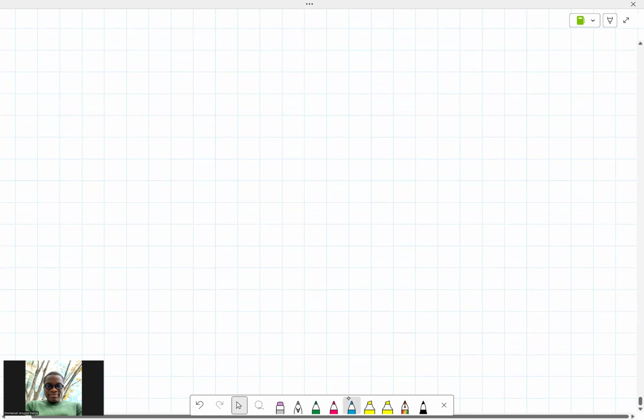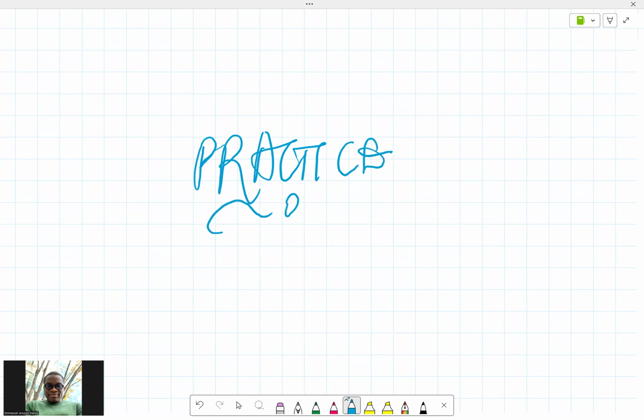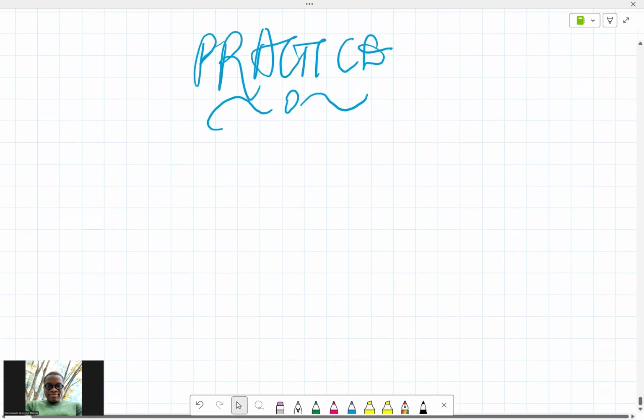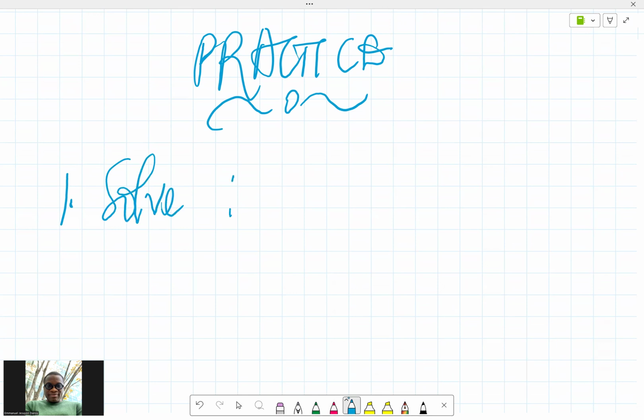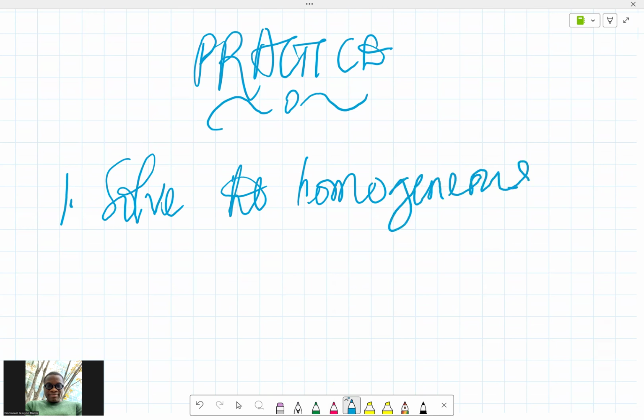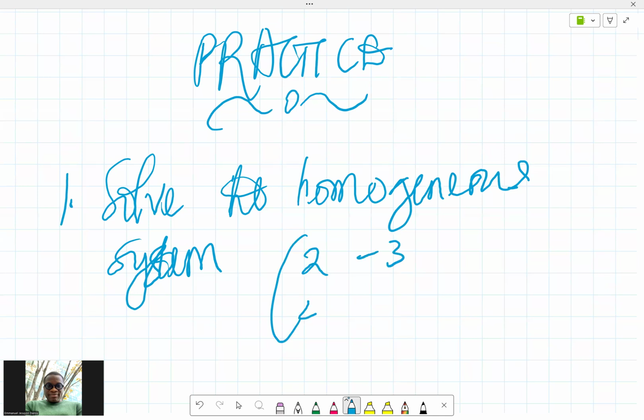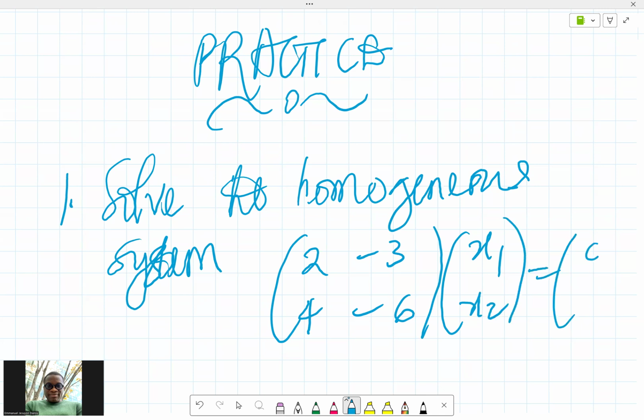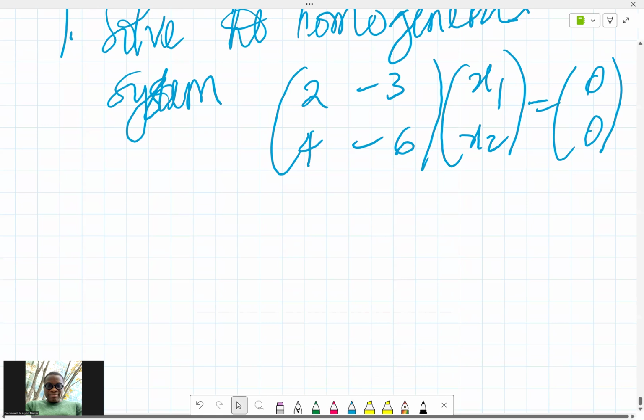So as a parting gift, we want to practice the following. Let's practice with some of this. One, solve the homogeneous system 2, minus 3, 4, minus 6, times x1, x2 equals 0, 0. Okay, that's one.